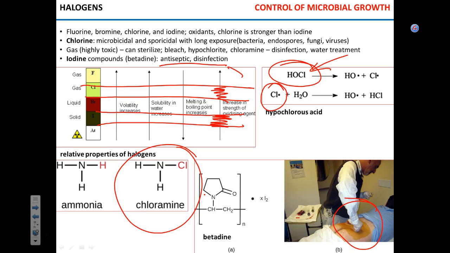Does that make sense? So halogens, the take-home message: main mechanism is oxidation. Chlorine can be sterilizing. Iodine is used for disinfection and aseptic treatments. We good? We can move on. Any questions?